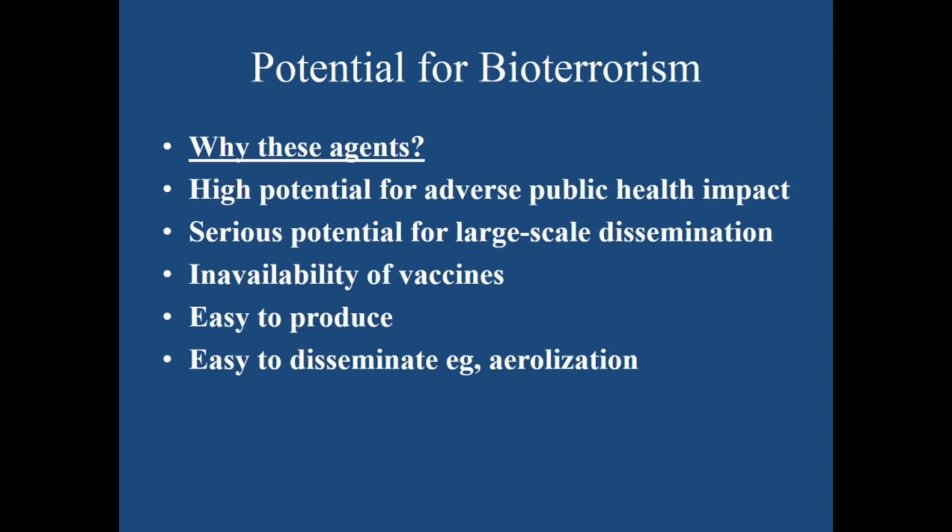Okay, so why these agents? These agents have a great potential for bioterrorism because they have a high potential for adverse public health impact. They have a serious potential for large scale dissemination. Okay, so vaccines are unavailable for most of these viruses. Vaccines are not available. They are very easy to produce and easy to disseminate because they have a high risk of aerosolization.